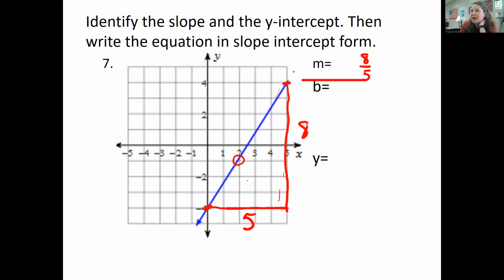And then my y-intercept is what? (0, negative 4). So if I put all that together and write an equation, it's going to be y = 8/5 x - 4. Just a good reminder to you.